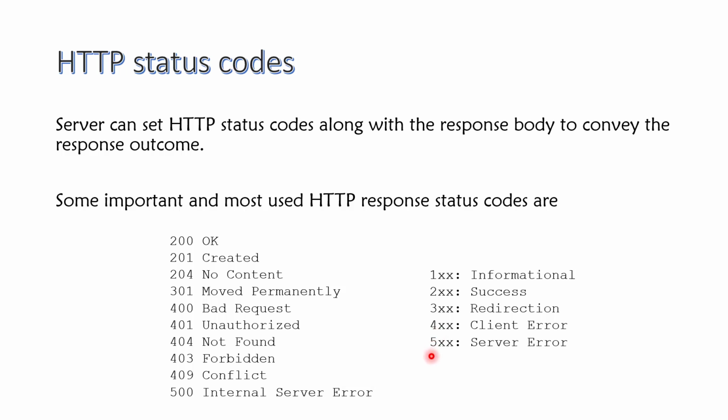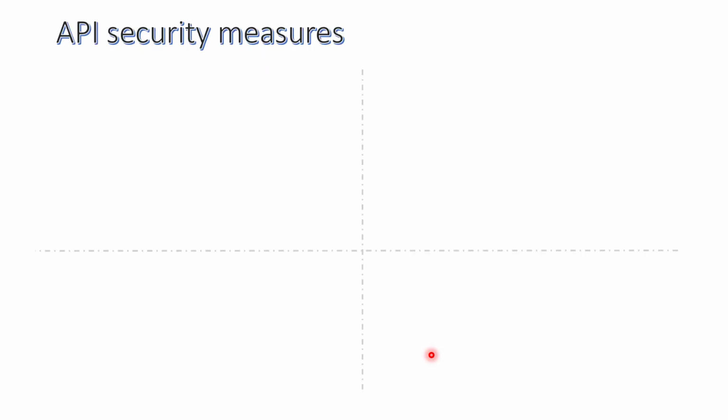And if the response status code is something starting with 5, that means 500 or 502 or something like that, that means there was some server error. So these are some of the HTTP response status codes you will deal with while using APIs. Alright, that was about what is an API, how to call an API, what are the tools to call APIs, and how to host APIs.